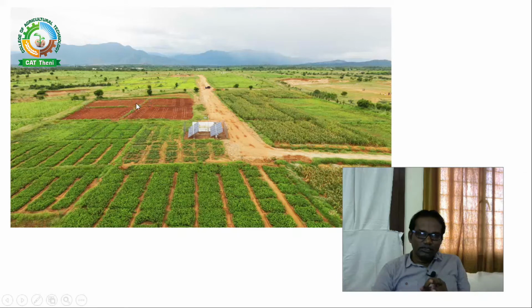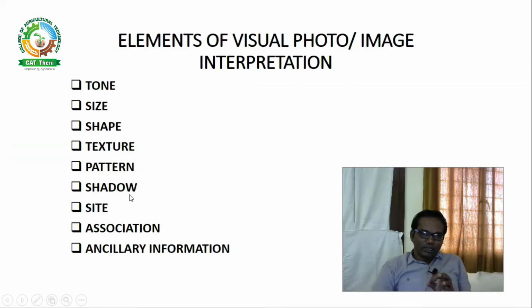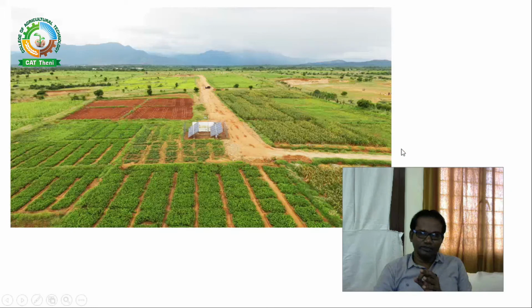So likewise we are differentiating the spatial arrangement of the object in the image, which is called pattern. Then coming to the next element, that is the shadow. Shadow is nothing but the elevation profile or relative height of the object. Here, that is also explained by using this photograph.